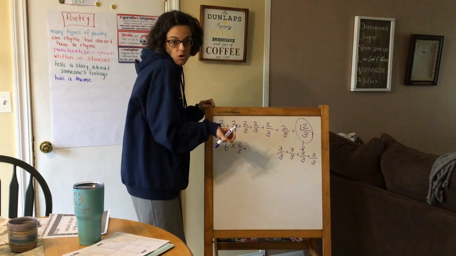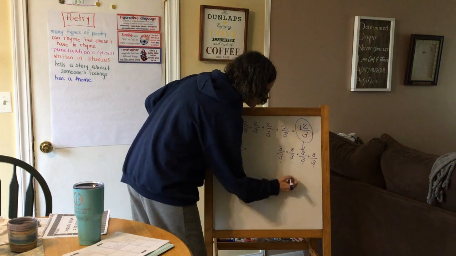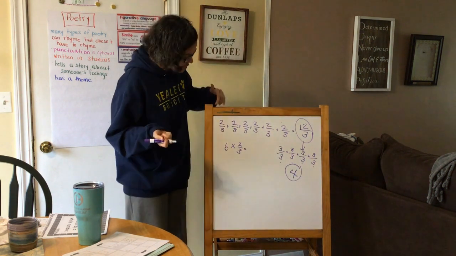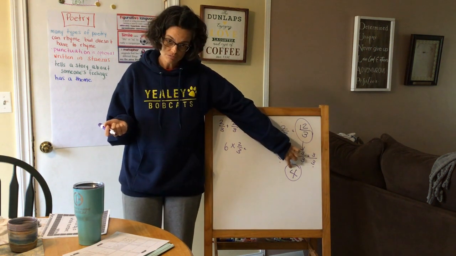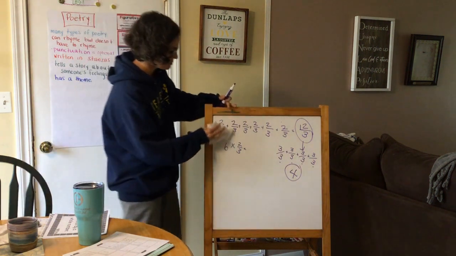So look at that. I just have wholes. I don't have any leftovers. So I have 1, 2, 3, 4 wholes. So my final answer is 4 wholes. So 6 times 2/3 is 4 wholes. Okay? Let's try another one.